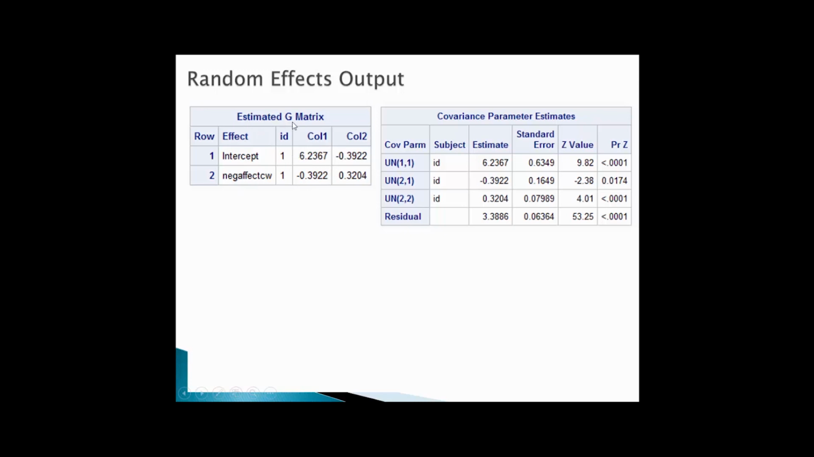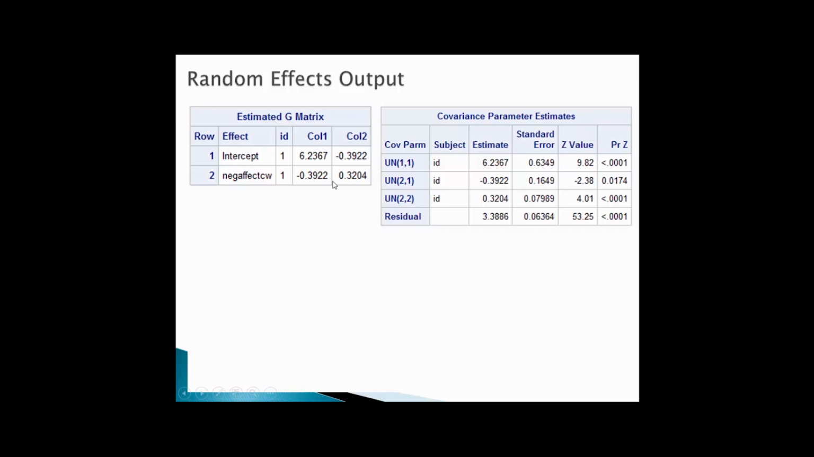Now the G matrix is the covariance matrix of our random effects. If you look at row 1, column 1, we interpret this just like a covariance or a correlation matrix. Row 1, column 1 is giving us the variance of the intercept term.